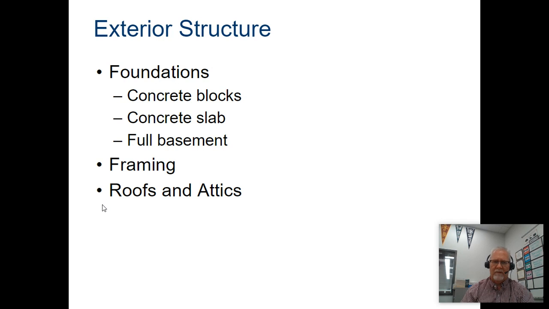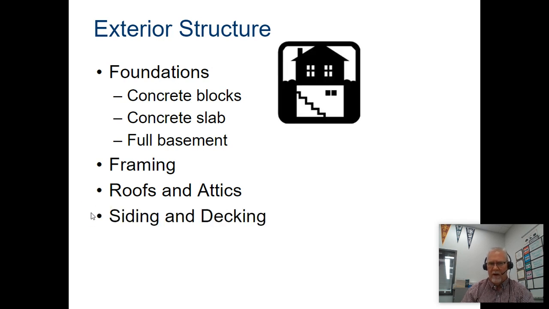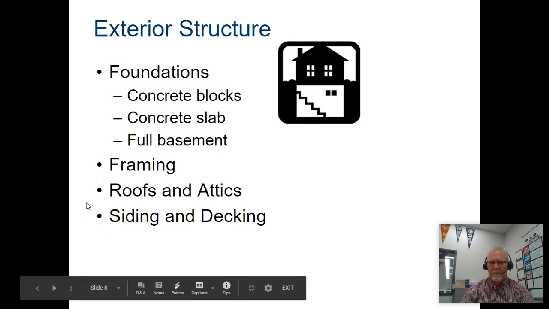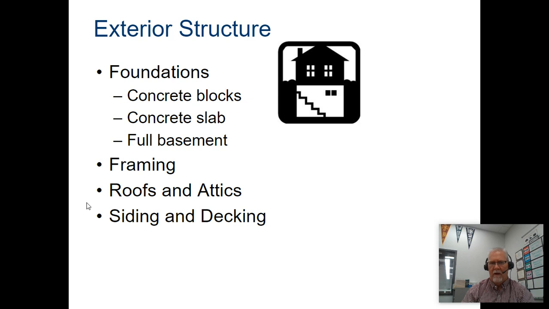What can we do with our roofs and our attics? All of these things go into our exterior structure, our siding and our decking. Those are all the exterior. In other words, these are all elements that consider the outside of our house. We're not talking inside rooms, just the outside of our house.